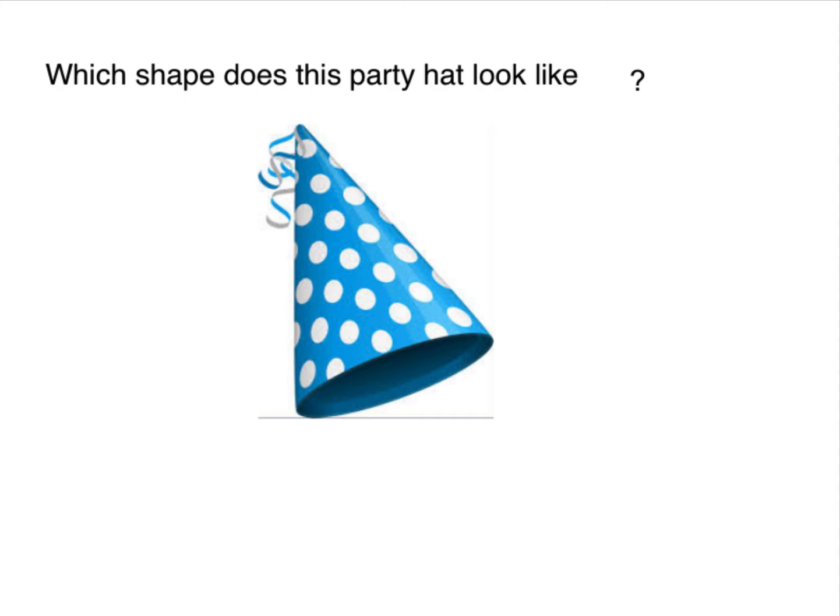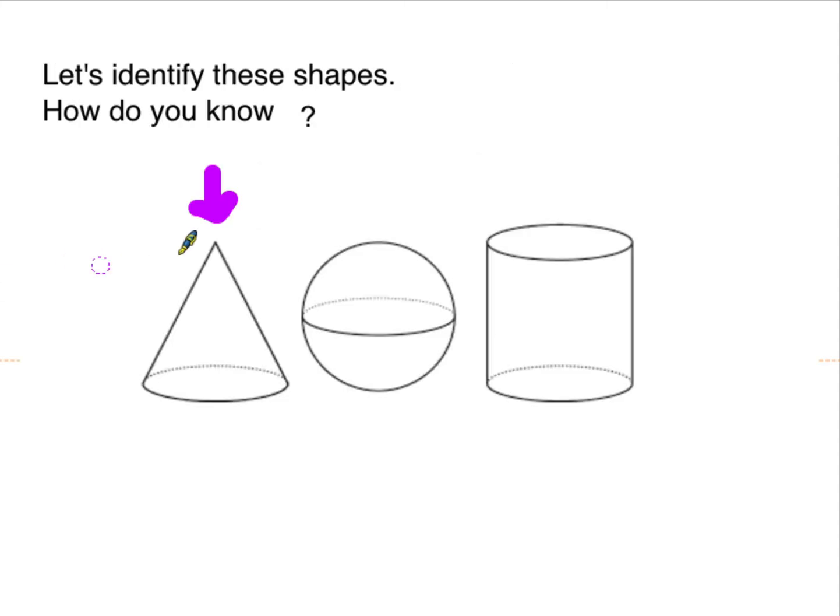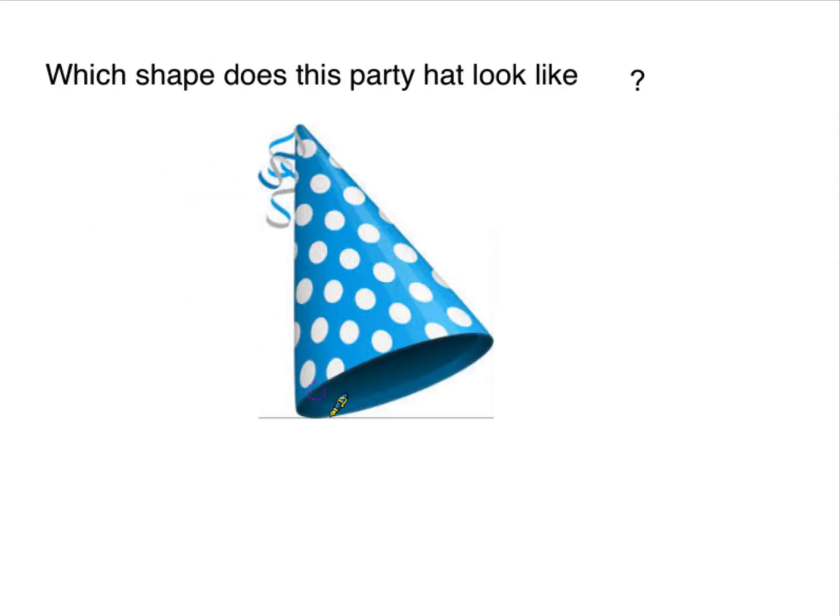So what does this look like? A cone, a sphere, or a cylinder? Oh, look, I already have the arrow pointing at it. It looks like a cone. But if you look right in here, it's got the circle end, but the circle end is open. It's not closed, because if it was all closed, you couldn't fit it on your head. So this is called an open cone.